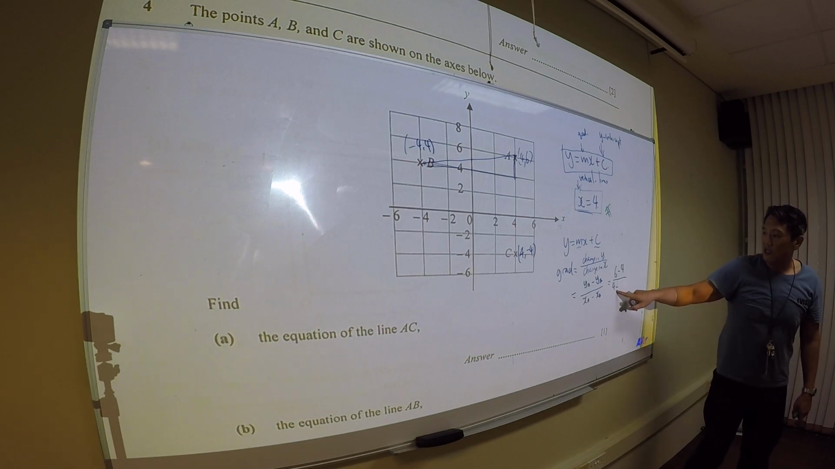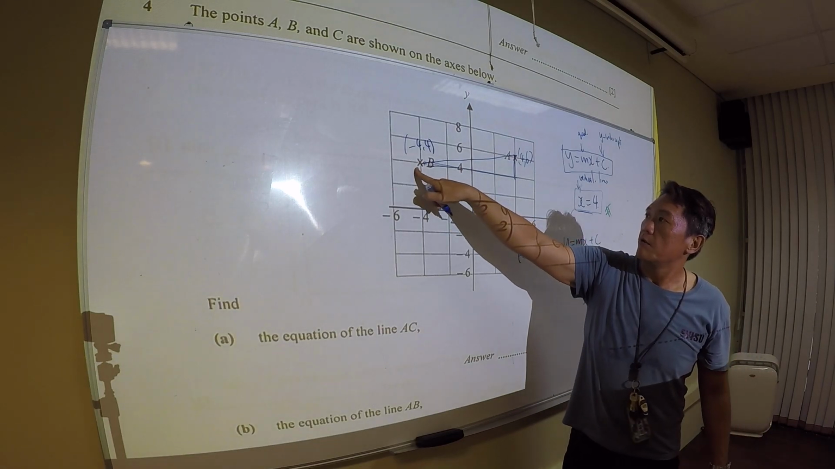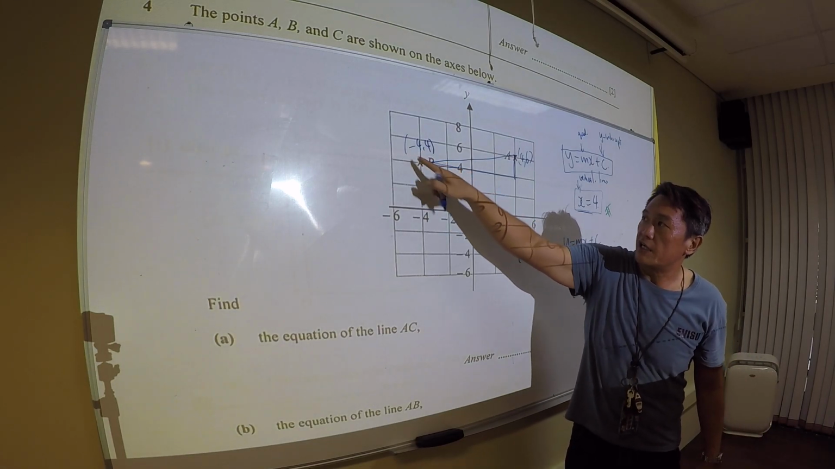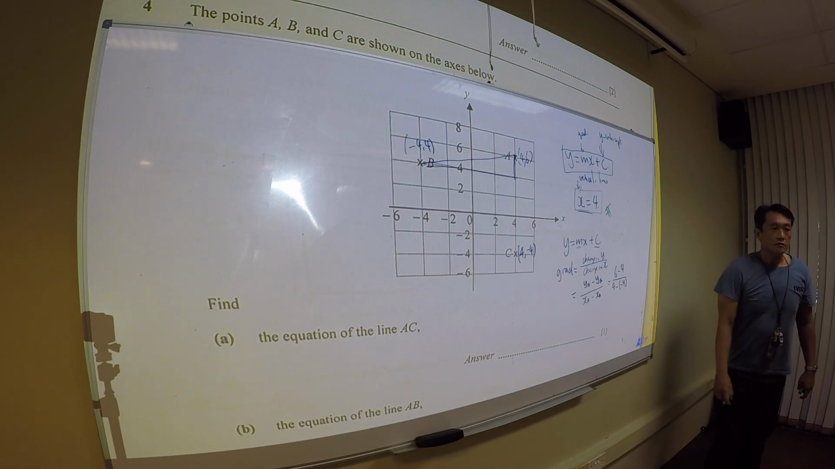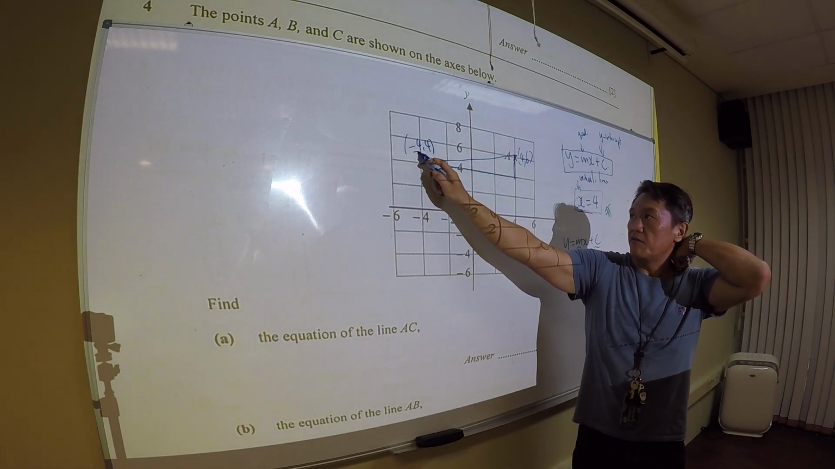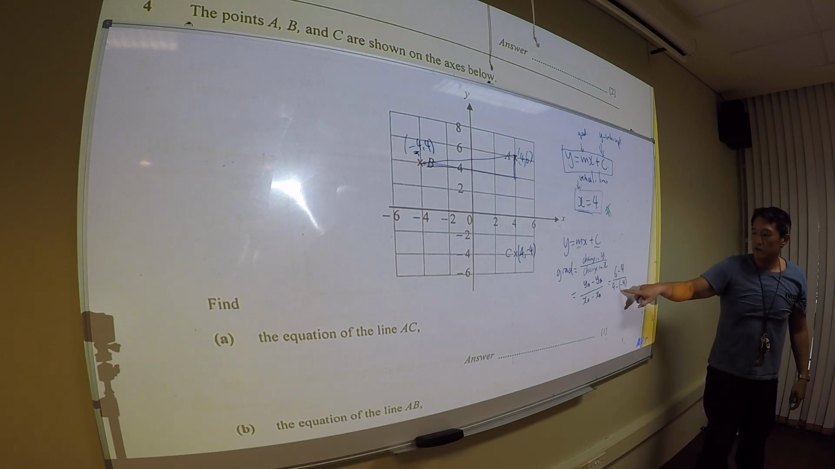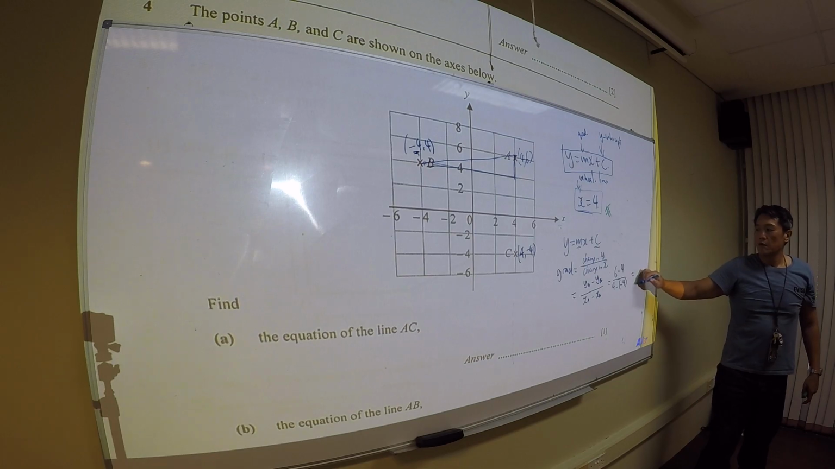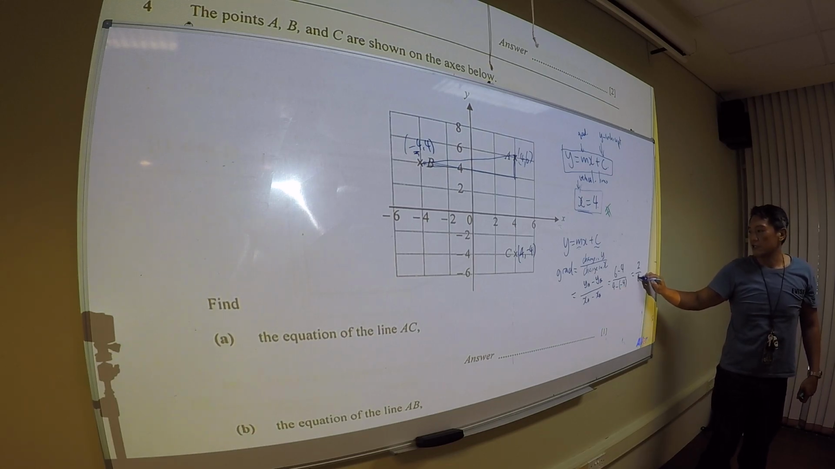So we must be careful here. We are minusing the x of B, but x of B itself has a negative value. So we must minus negative 4. Not just minus 4, but we must minus away negative 4. If it is positive, we will just minus. But if it's negative, we must minus a negative. So 6 minus 4 is 2. 4 minus negative 4, minus minus becomes plus, 4 plus 4 is 8. So the gradient is 1/4.